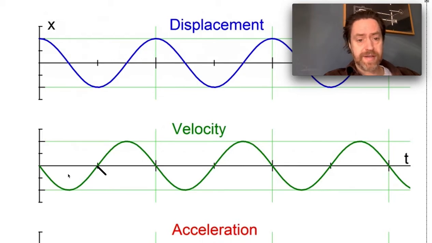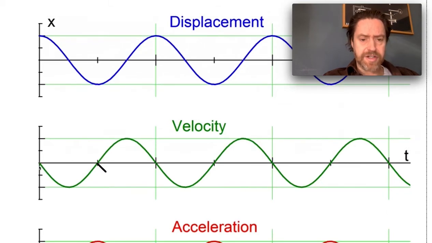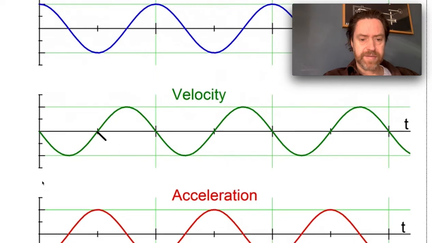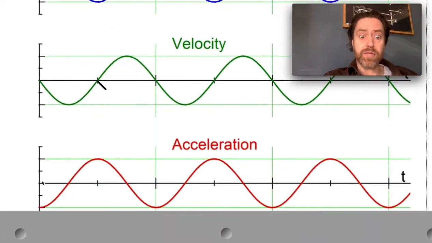If we follow the same idea as how we went from displacement to velocity, and we look at the gradients again, we get that we start with a large negative gradient, which tells us what we know already about acceleration. We start with a large or maximum negative acceleration.